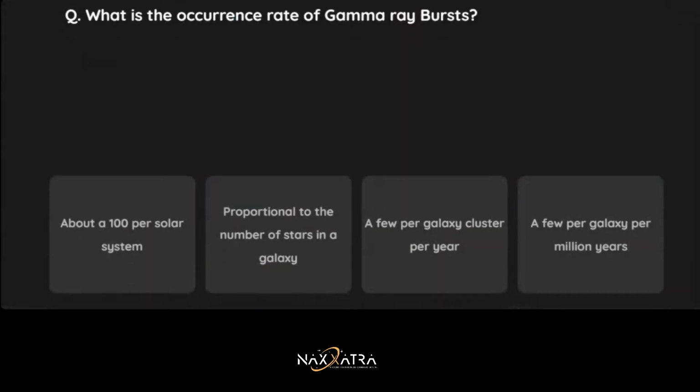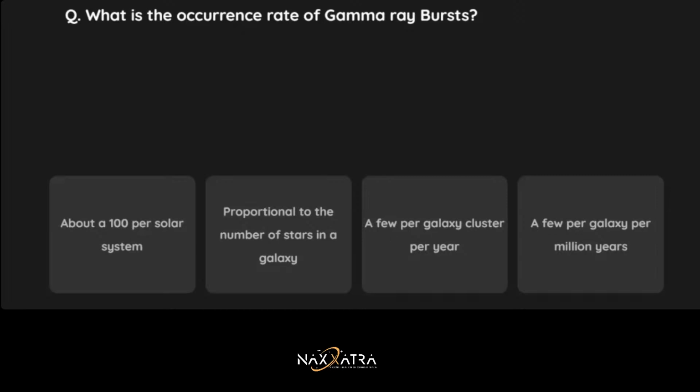So the correct answer is a few per galaxy per million years. About 100 per solar system cannot be, because in one solar system there is one star. How can there be 100 gamma ray bursts in one solar system? So that is not the correct option. And proportional to the number of stars in a galaxy is not correct either, because more stars don't mean more gamma ray bursts. We have to calculate the mass and the factors affecting it to become a gamma ray burst, and adding all those factors, it can't be proportional.